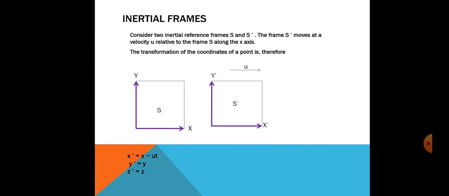The transformation of the coordinates of a point can therefore be written as x dash is equal to x minus ut, y dash is equal to y and z dash is equal to z, because the y and z coordinates of reference frame S are constant and it's changing only with respect to the x coordinate. So we will be having variation in x but not in the y and z directions.